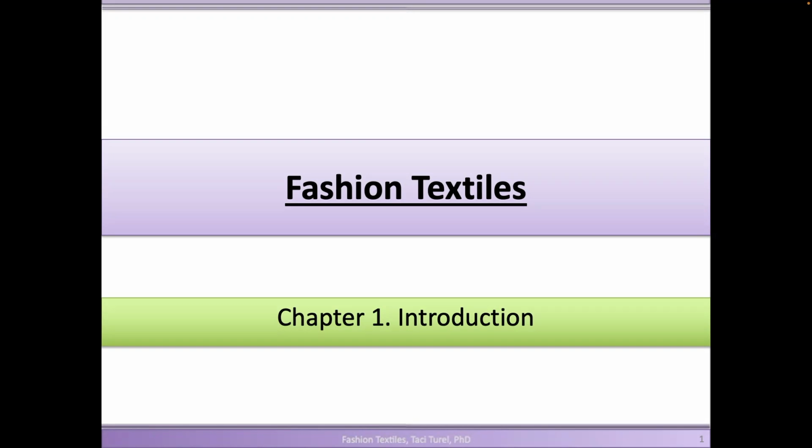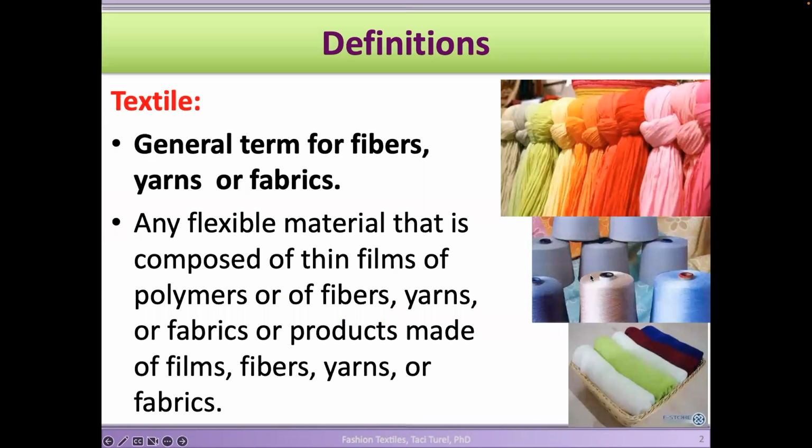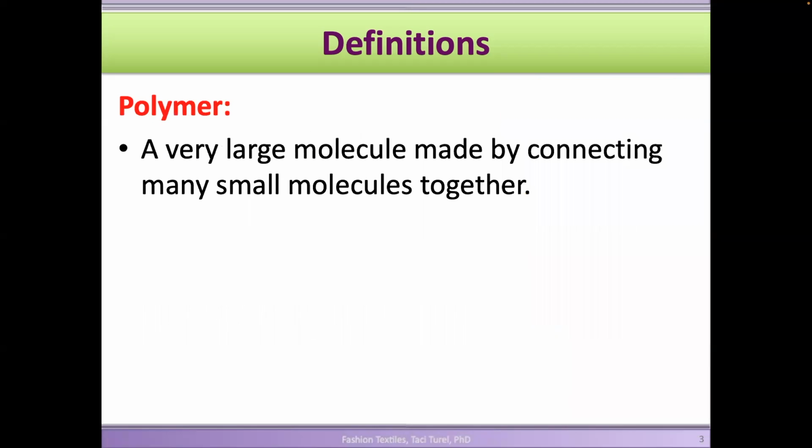This is going to be a short introduction into the textiles class, and I'll talk a little bit about what we are going to cover in this course. So first things first, we're going to talk a little bit about textiles. A textile is any flexible material that has a planar structure generally, and we use that term as a general term for fibers, yarns, fabrics, and anything related to those type of materials. There are also polymers. I'm not going to go through this yet.